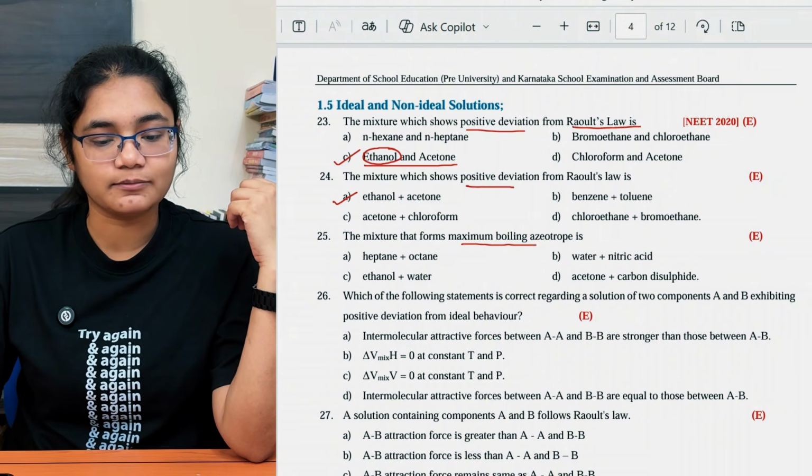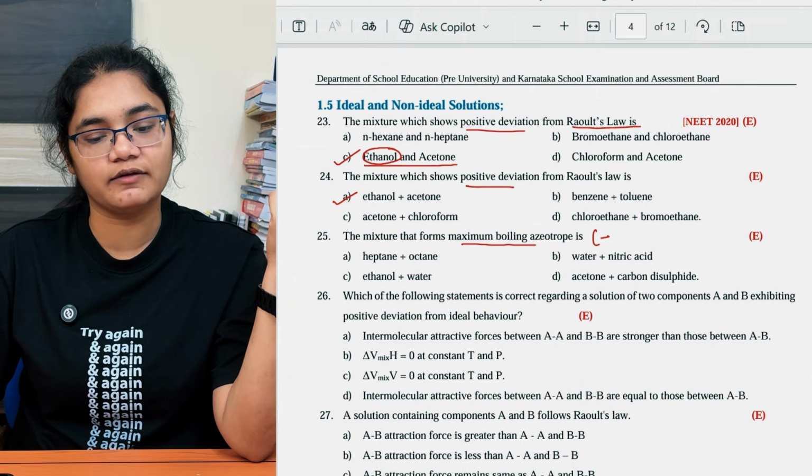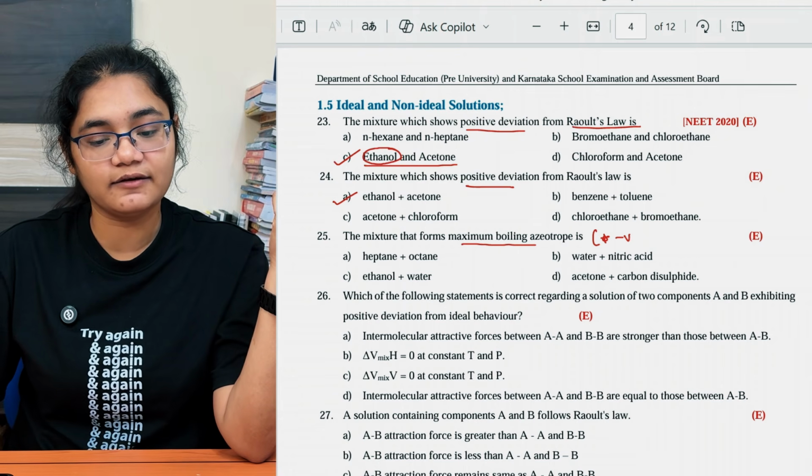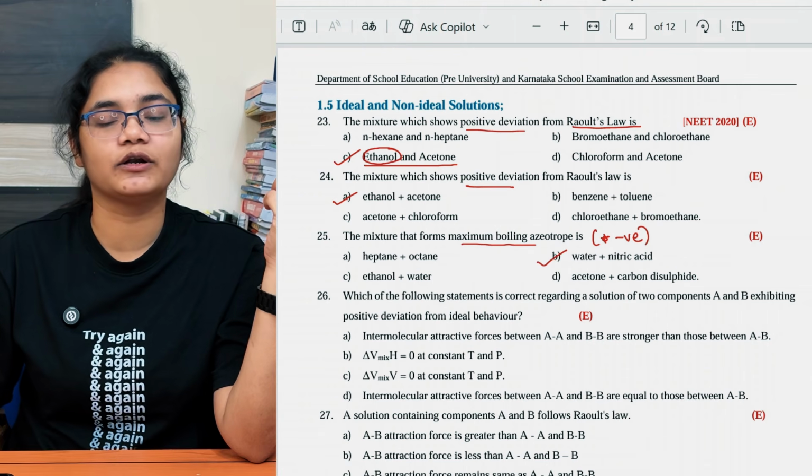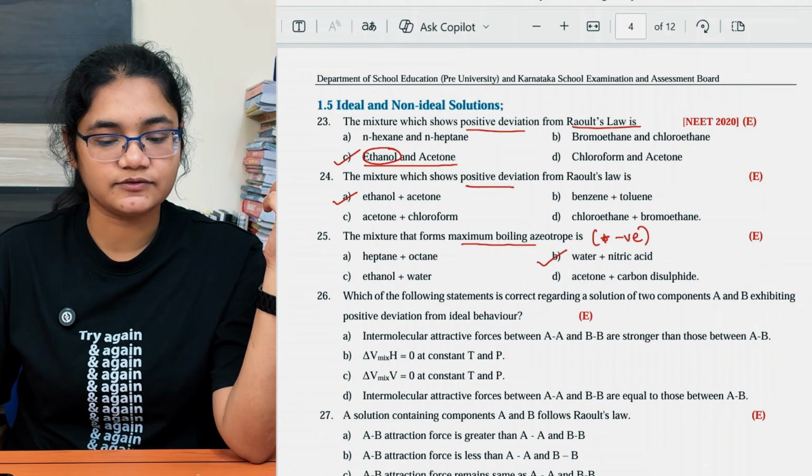The mixture that shows maximum boiling azeotrope, maximum boiling will also be shown by negative deviation, right? Negative deviation, we have water and nitric acid. This example is very important.